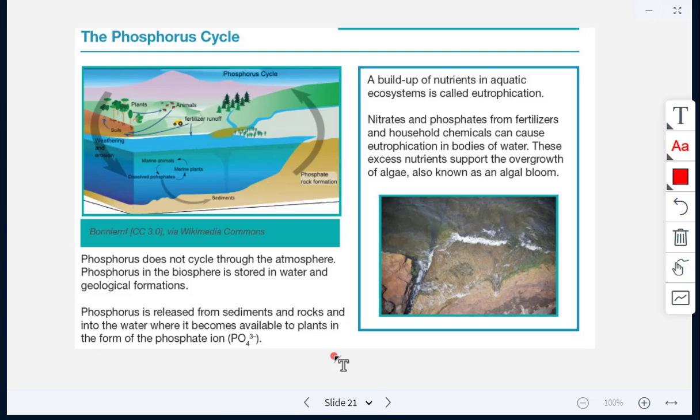All right, so again, phosphorus doesn't cycle through the atmosphere. Phosphorus in the biosphere is stored in water and geological formations, for example, rocks. It's released from sediments and rocks into the water, for example, by weathering, and then it becomes available to plants in the form of that phosphate ion. And then here on the right-hand side, we are seeing when there's a buildup of nutrients. It's called eutrophication in aquatic ecosystems. For example, nitrates and phosphates from fertilizers and from household chemicals can cause eutrophication in bodies of water. Excess nutrients support the overgrowth of algae, which goes into the algal bloom that we just talked about.